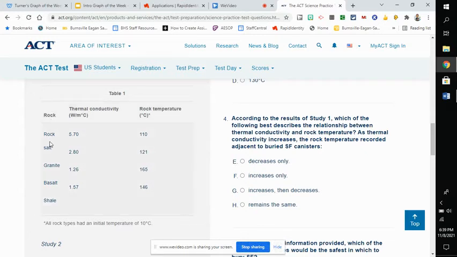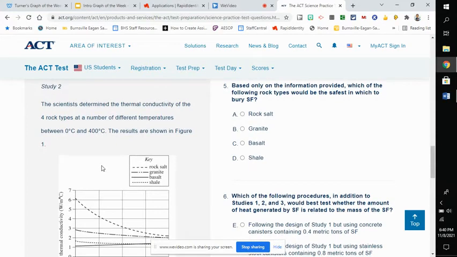So we have the rock salt is the first one, 5.70 and 110 degrees Celsius. Shale, 2.8, 121 degrees Celsius. Granite, 1.26, it was 165 degrees Celsius. And basalt, 1.57, 146 degrees Celsius. So that's what that table shows. Okay, we might need to come back to that later.